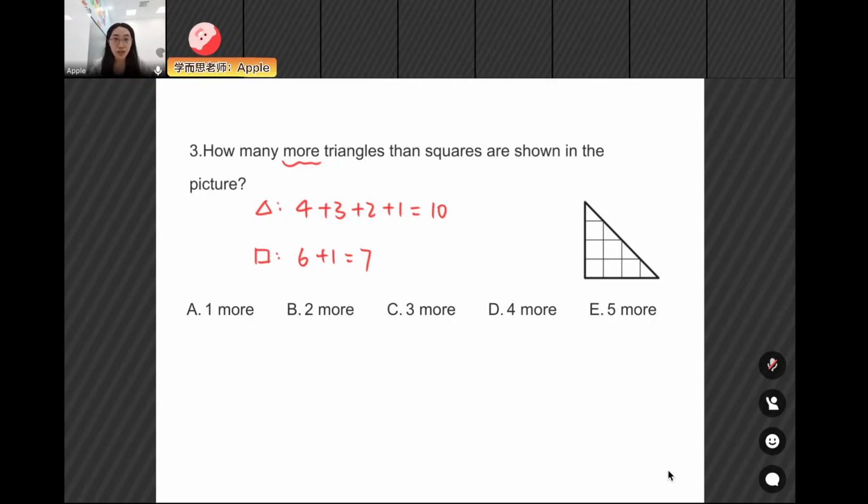Then, back to the question, how many more? Well, 10 minus 7, you will get 3. So here, this is the answer. We choose C, okay? 3 more.